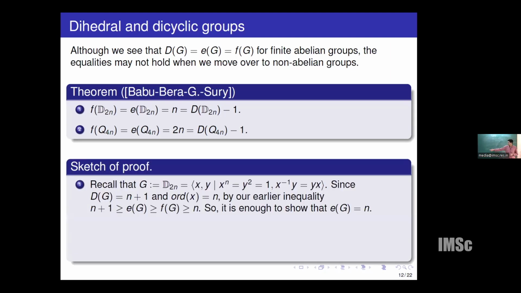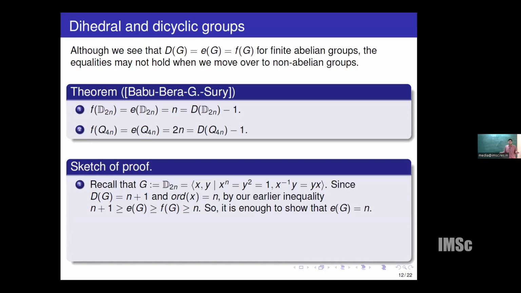First of all, we know that E and F are both bounded between the Davenport's constant and the maximum of the order, and the maximal order being n and the Davenport's constant being n plus 1, they lie between n and n plus 1. So the only thing we need to show is that Eg is equal to n, but it can only be n or n plus 1.